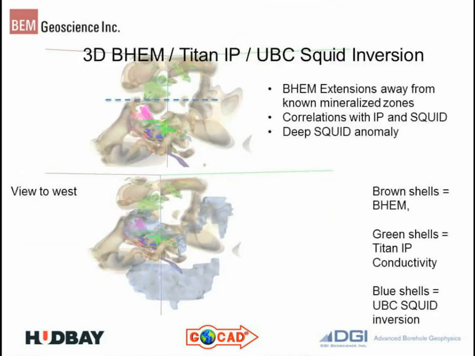This is some more balloon animal pictures. The brown is the same model as what I was just showing, that borehole conductivity isosurface, and the green up here above this line is the DCIP conductivity, which is much shallower, and then the blue represents the Squid inversion.